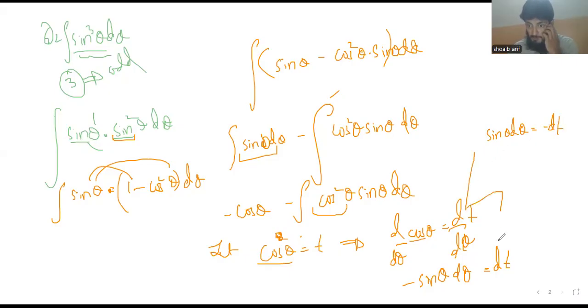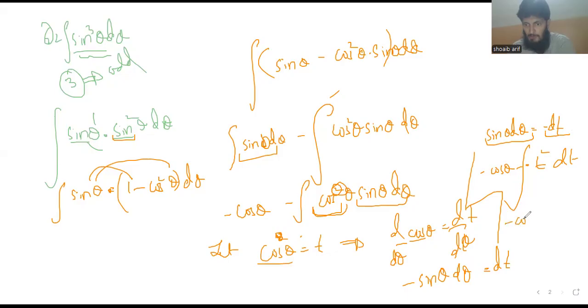So we replace in the place of this sine theta d theta. So we get cos theta same as it is, minus integration, in the place of cos theta equal to t square because we have cos square theta. So in the place of sine theta d theta we put minus dt. We have a minus sign because of this sine theta d theta.